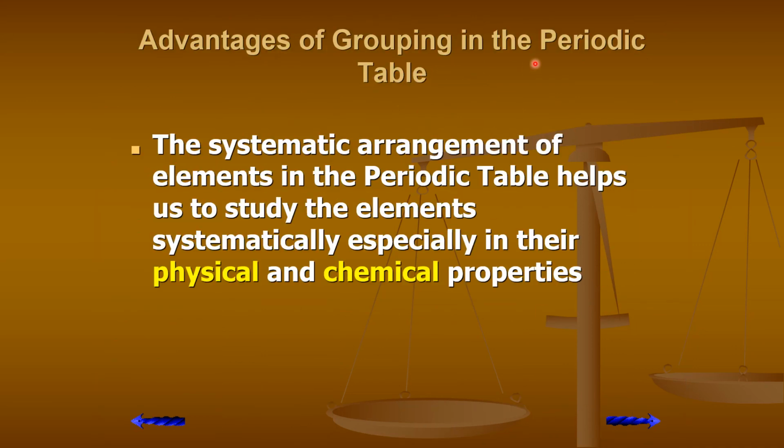Advantages of grouping in the periodic table. The systematic arrangement of elements in the periodic table helps us to study the elements systematically, especially their physical and chemical properties.